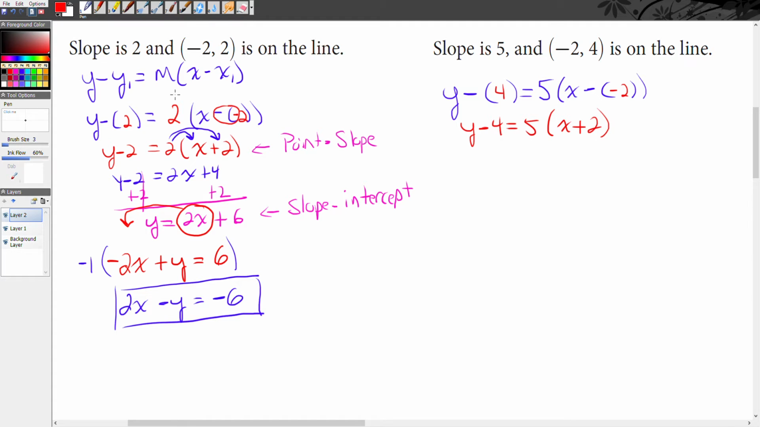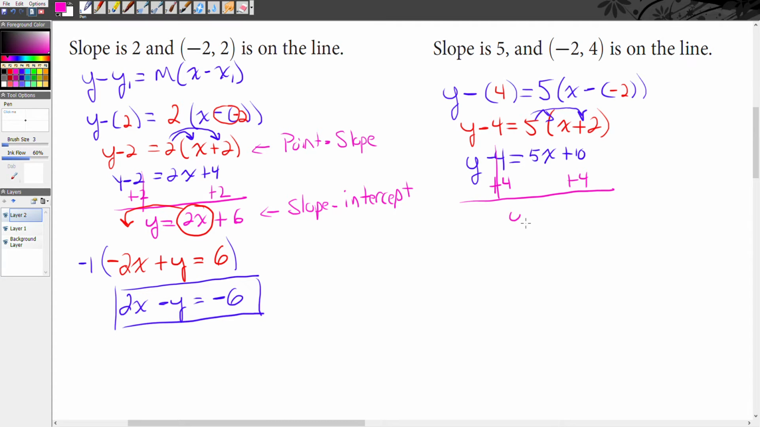So now, to solve for y and put this in slope-intercept form, we just have to get rid of this negative 4. Oops, sorry, I skipped. First, we have to distribute. So 5 times x is 5x, and 5 times 2 is 10. And we bring down the rest of this equation. Now, we can get rid of this negative 4. So we're going to add 4 to both sides.